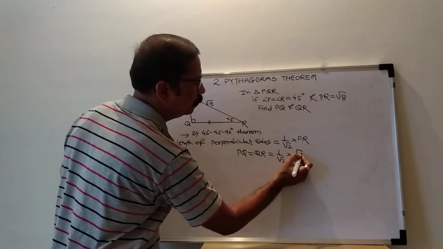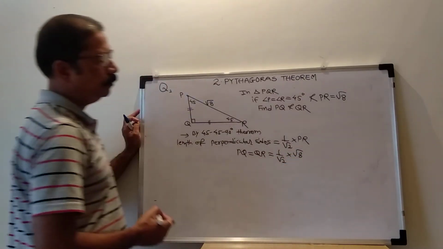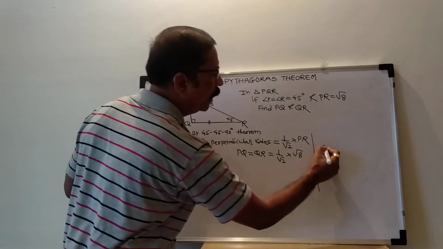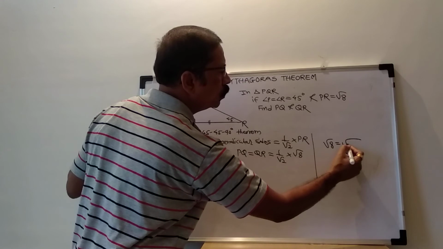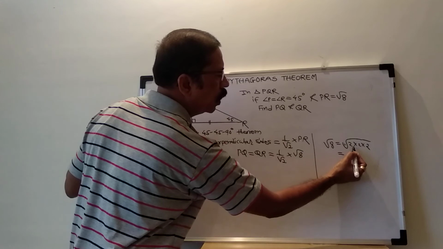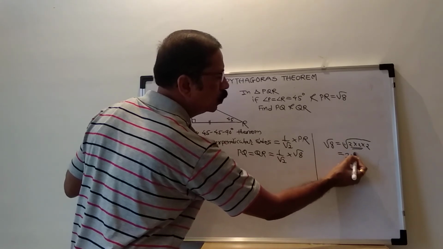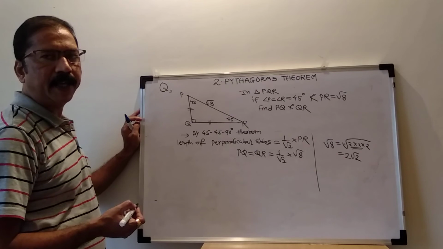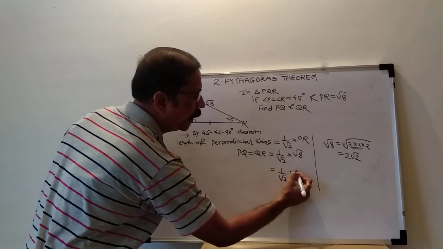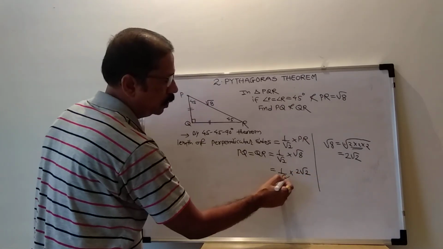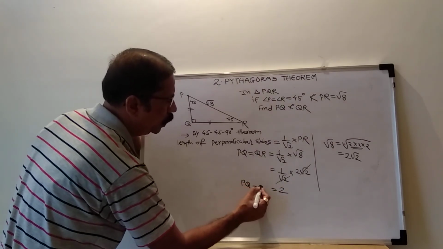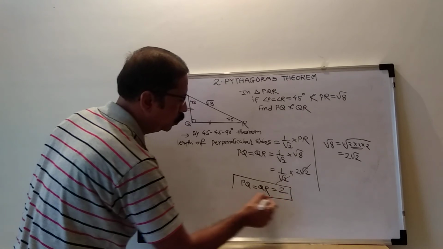PR is root 8. Now, it is an irrational number. You can split root 8 as 2 2s are 4, 4 2s are 8. If the order is 2, out of two same numbers, one number comes out. So root 8 can be split as 2 root 2. So here 1 upon root 2 into root 8 can be written as 2 root 2. Here root 2 and root 2 get cancelled. That is 2. Therefore, PQ is equal to QR is equal to 2.